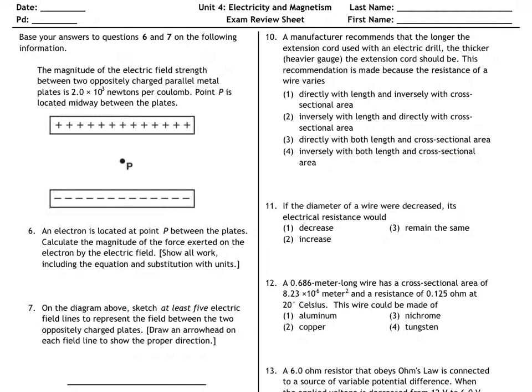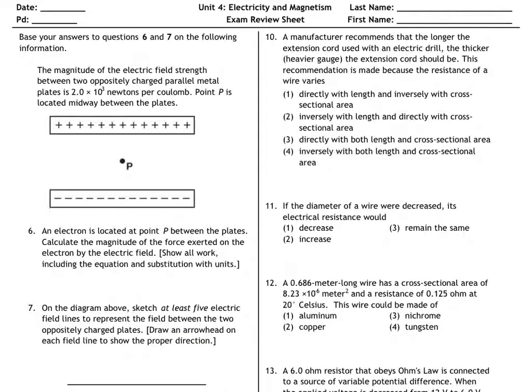So 6 and 7 are both based on this diagram. I'm going to read both questions before I answer either one. So we have some parallel plates. This is the electric field strength. And here's point P, positive, negative. One question wants us to calculate the force exerted on the electron by the field. And number 7, it wants us to sketch the field lines.